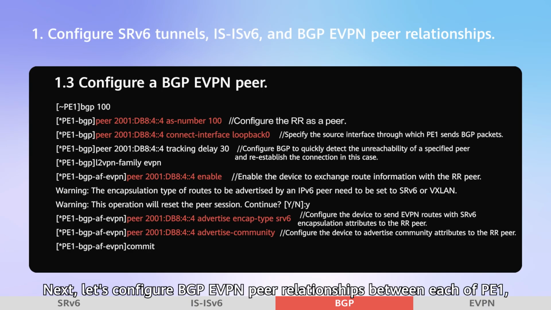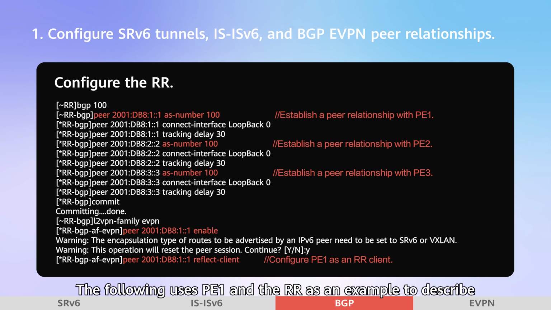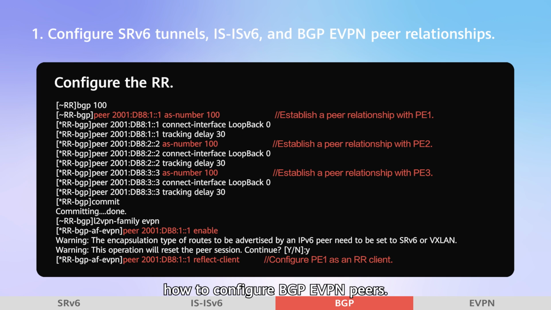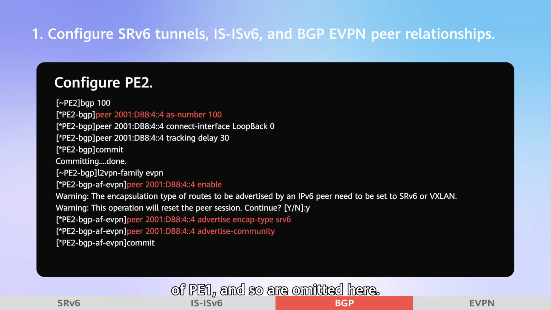Next, let's configure BGP EVPN peer relationships between each of PE1, PE2, and PE3 and the RR. The RR establishes BGP EVPN connections with PEs to reflect BGP EVPN routes. The following uses PE1 and the RR as an example to describe how to configure BGP EVPN peers. The configurations of PE2 and PE3 are similar to that of PE1, and so are omitted here.